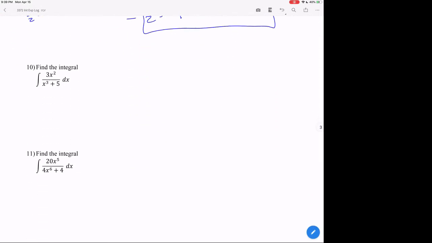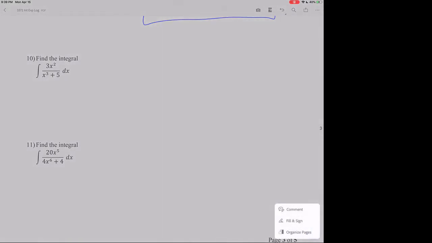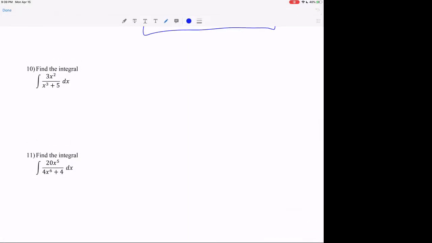All right, now I'm going to go to the next one. So u equals x cubed plus 5. So du equals 3x squared dx. Now I'm going to cheat because I see that I have 3x squared dx right there. So this equals the integral of 1 over u du. So that is the natural log, the absolute value of u plus c.